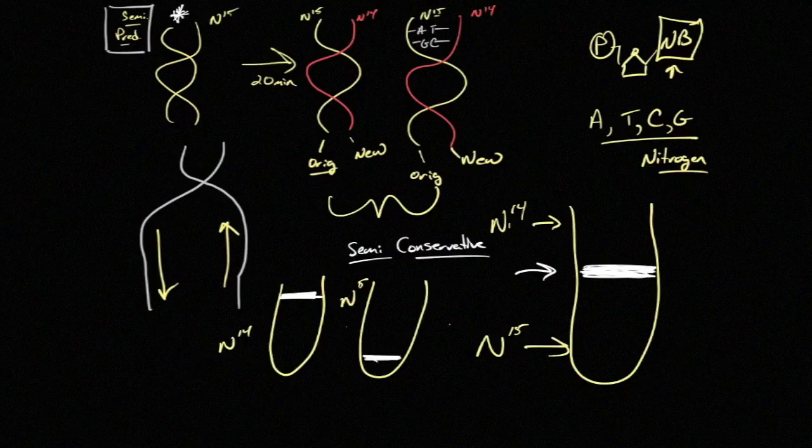But the new strands, after one round of replication, guess what happens? It's in the middle, so that kind of supports semi-conservative. But what would be the prediction of the other two models? That's right, so let's take a look at it. Let's take a look at conservative.